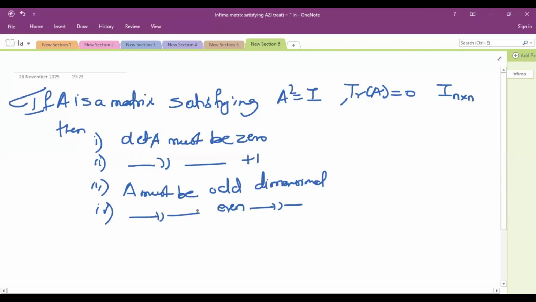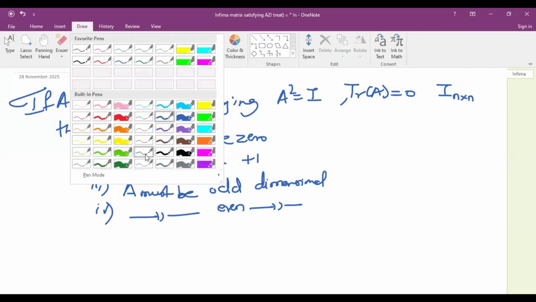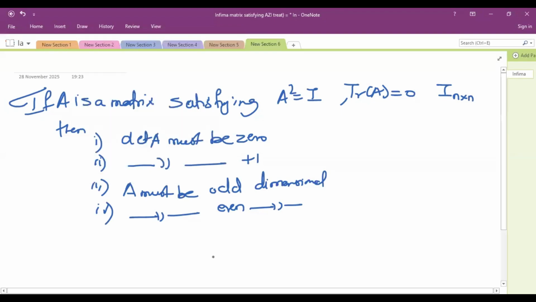Sir, because it's an involutory matrix, so A square is I, where A is equal to its inverse, and so A to the n is identity when n is even, and we get A when n is odd. But in third and fourth, it is said it must be odd dimensional or even dimensional. Right. So it may be, but it doesn't mean that it always satisfies even or odd.